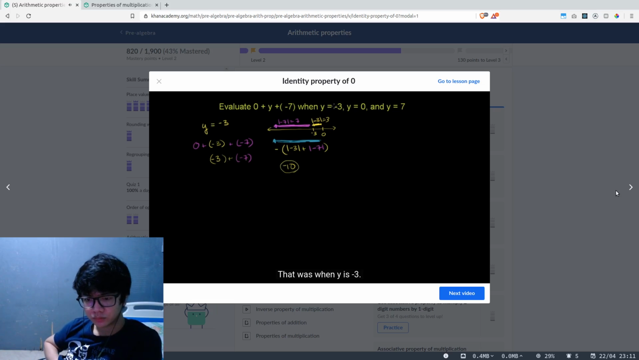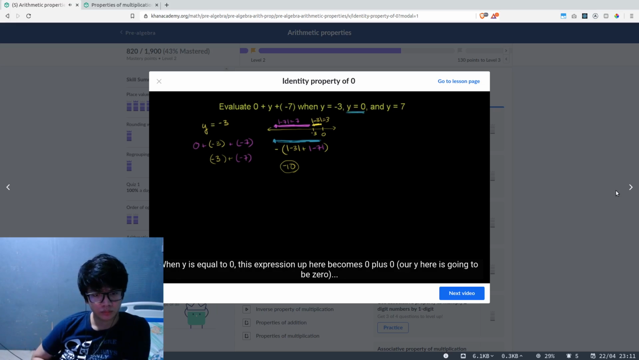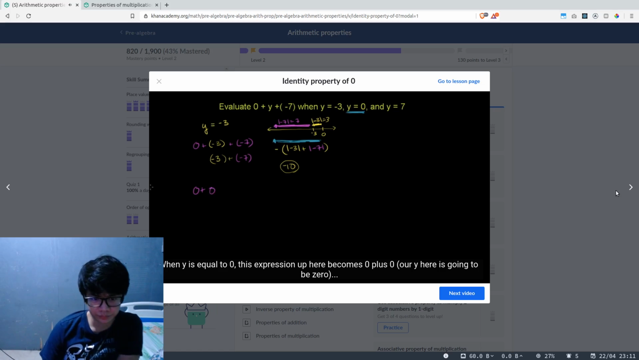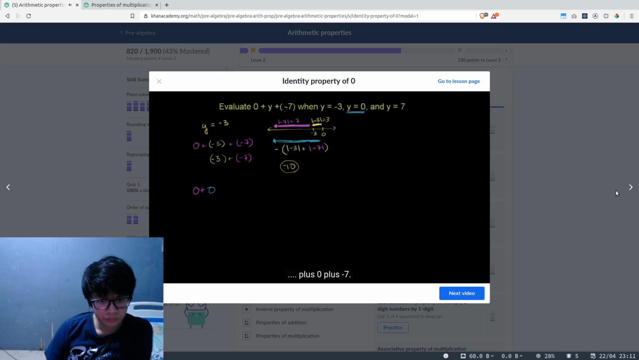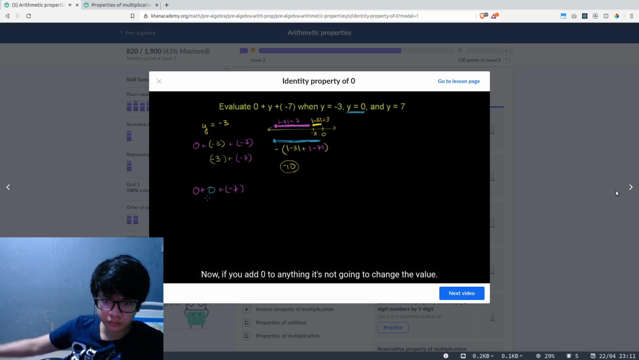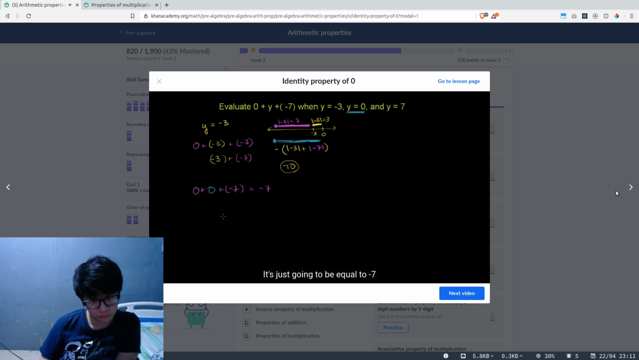So that was y is equal to negative 3. Let's think about when y is equal to 0. When y is equal to 0, this expression becomes 0 plus 0 plus negative 7. Now, you add 0 to anything, it's not going to change the value. So this is pretty straightforward. It's just going to be equal to negative 7.